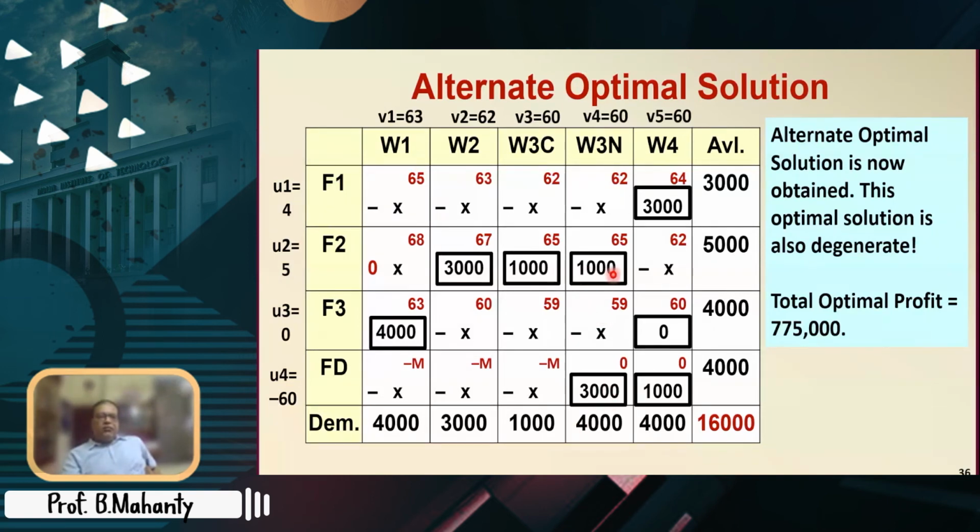In which manner? 1000 should go from F2 to W3N and 3000 should go from F1 to W4. Is it all right? That means it is divided into 1000, 3000, that ratio, right? In that ratio, it is divided. The remaining units which they want will be served by dummy.